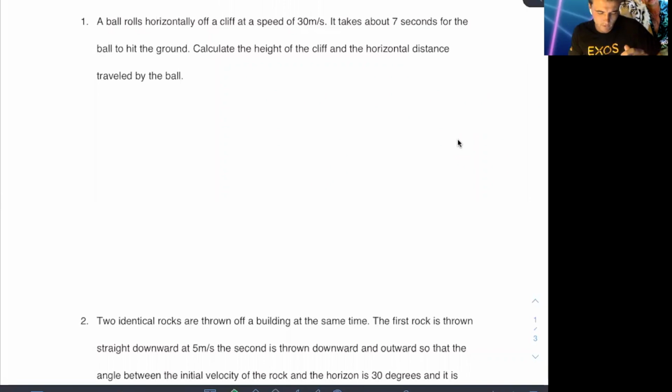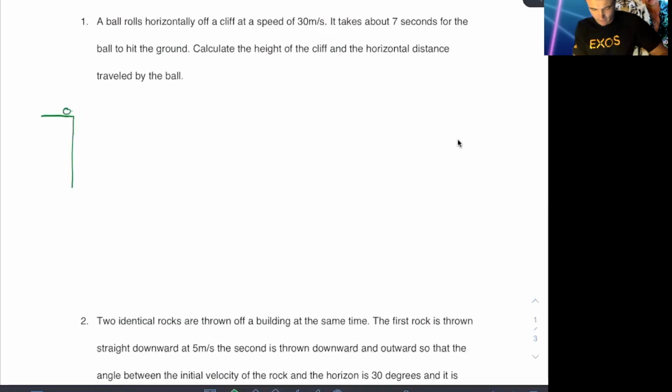All right, so number 1: a ball rolls horizontally off a cliff at a speed of 30 meters per second. It takes about 7 seconds for the ball to hit the ground. Calculate the height of the cliff and the horizontal distance traveled by the ball. It's pretty helpful to do diagrams, so I'm going to draw a little diagram. What's going on? We have a ball falling off a cliff.